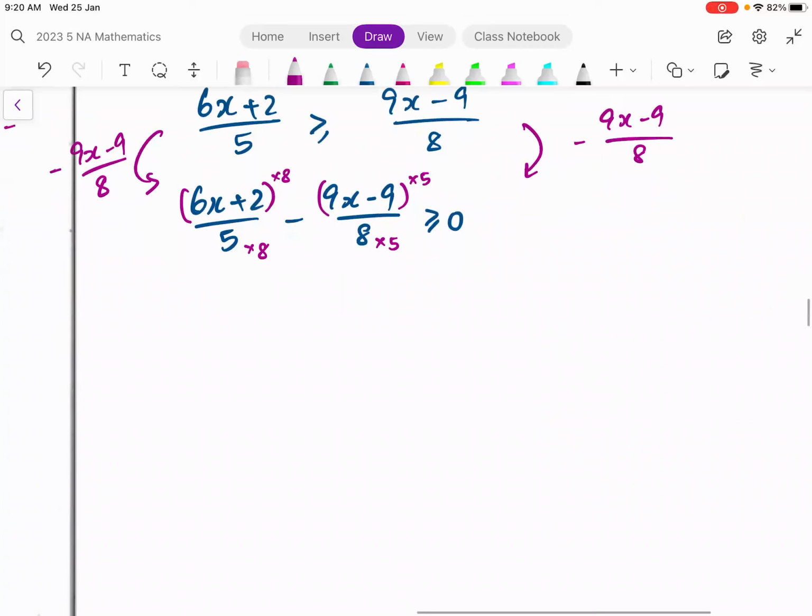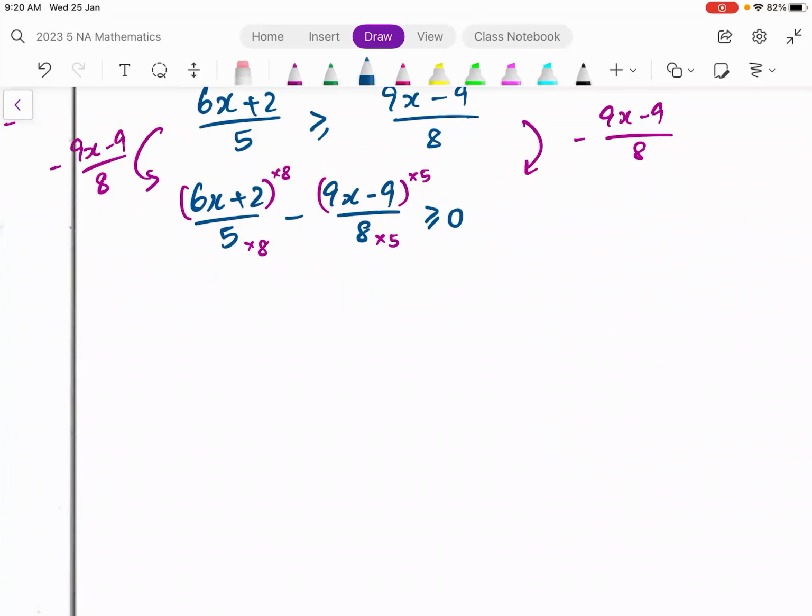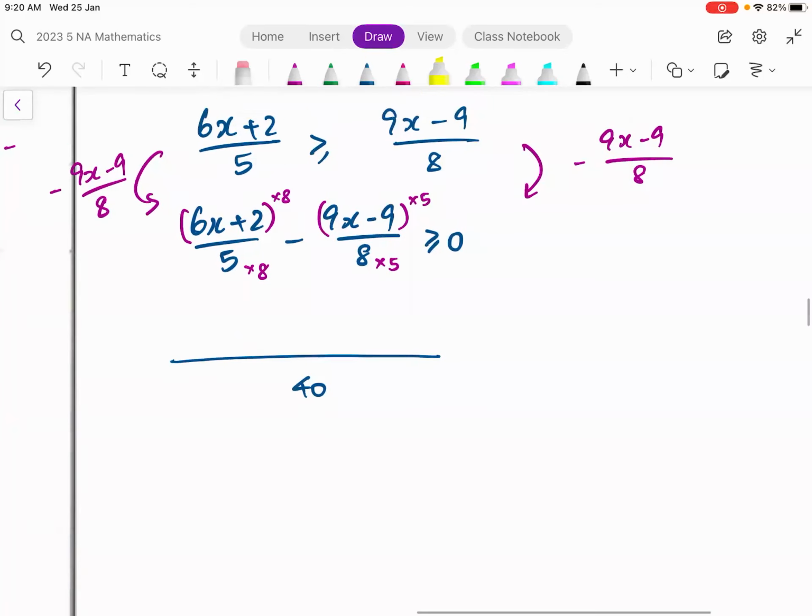So carry on, denominator the same, over 40. Combine, but do not expand. Please, do not expand yet. You can if you know what you're doing. If you end up with a lot of careless mistakes, especially when you're dealing with minus a fraction, if this always causes you to lose marks, this is the way to prevent it. You combine, but you don't expand yet. So 8 times of 6x plus 2 minus 5 times of 9x minus 9, greater than or equal to 0.